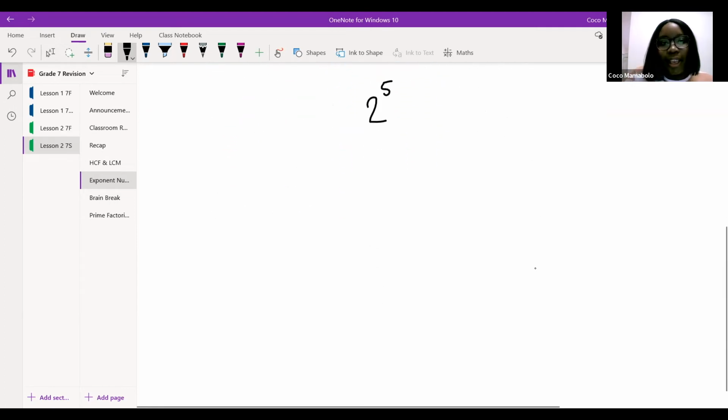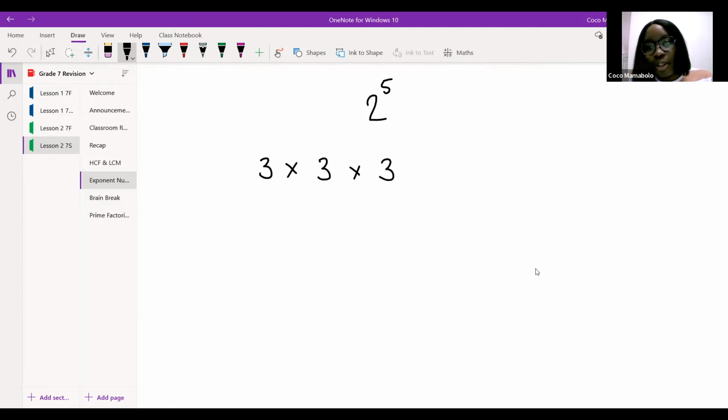Okay, here's another example. If I said to you guys, I've got 3 times 3 times 3. That's the same as 3 being multiplied by itself. Tell me in the chat, guys, how many times am I multiplying 3 by itself?